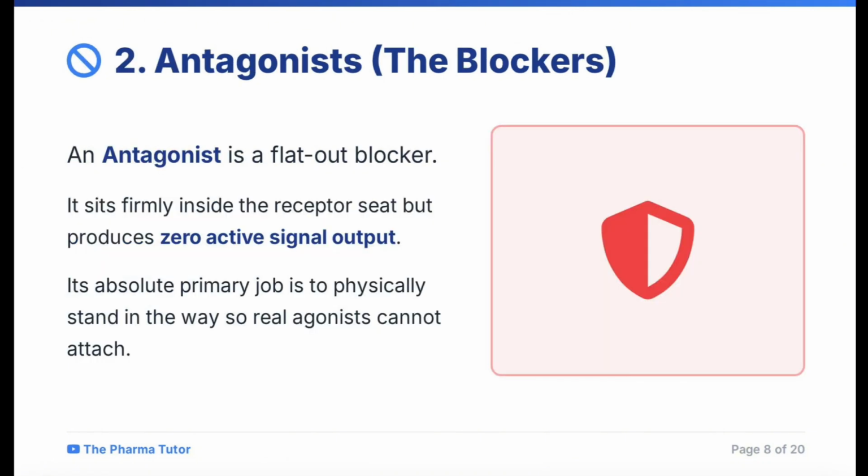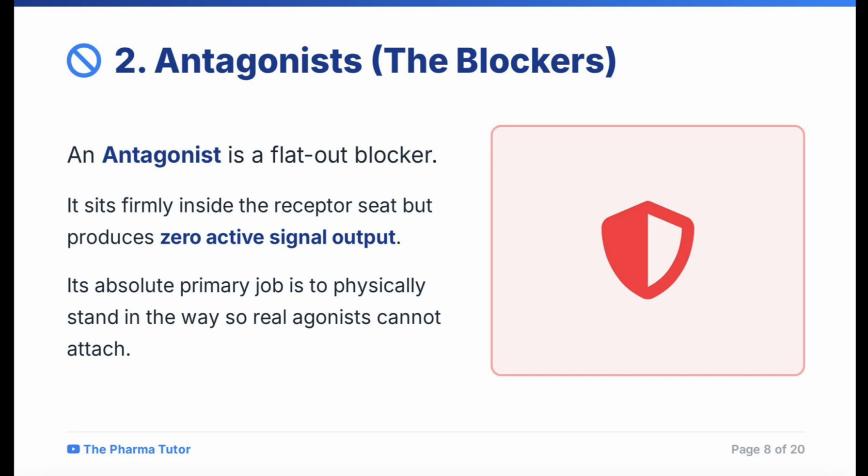Competitive antagonists compete with agonists for the same receptor site, and their effects can often be overcome by increasing the agonist dose. Non-competitive antagonists reduce receptor activity in a way that cannot easily be reversed. Physiological antagonism occurs when two drugs produce opposite effects through different mechanisms. Chemical antagonism occurs when one drug chemically neutralizes another.